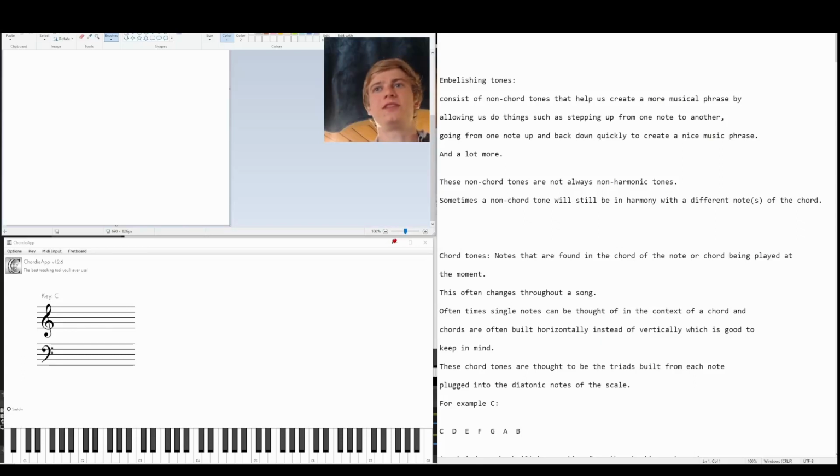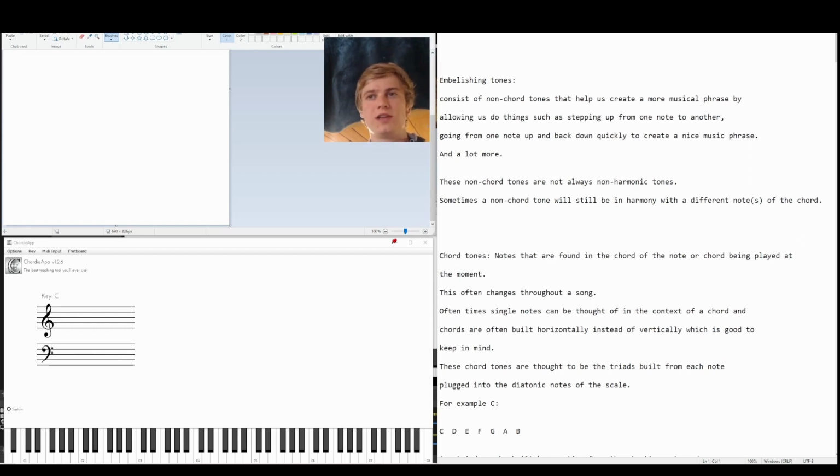Embellishing tones consist of non-chord tones that help us create a more musical phrase by allowing us to do things such as stepping from one note to another, or going from one note back down quickly, to create a nice musical phrase, and a whole lot more. These non-chord tones are not always non-harmonic notes. Sometimes a non-chord tone will still be in harmony with a different note or notes that are in the chord.